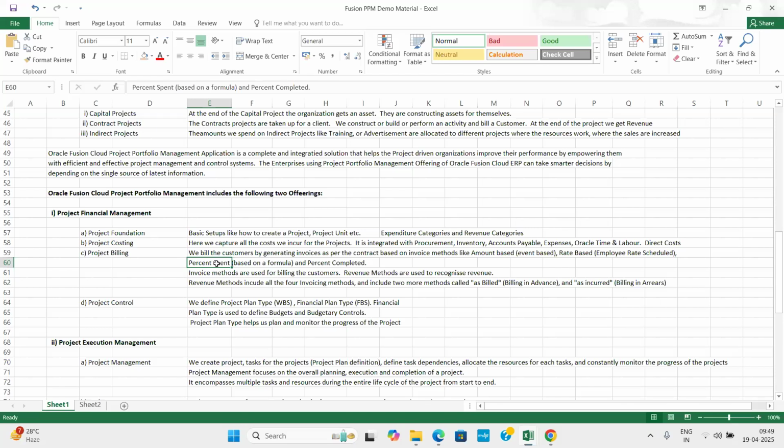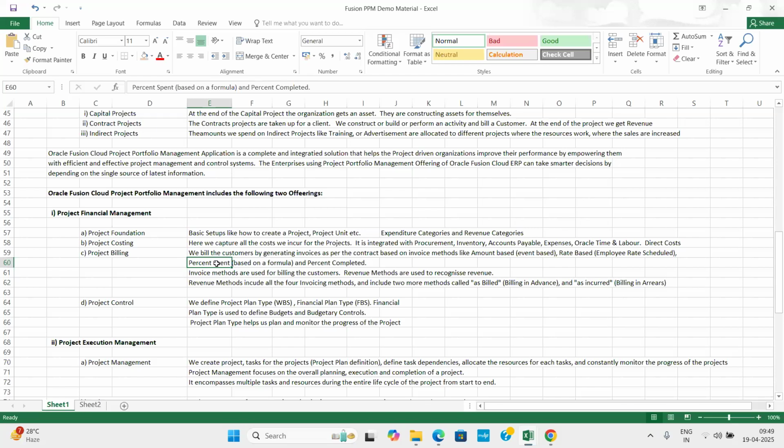They both are two things. Both will have the same names only, but if they have the same names also, you use invoice methods for customer billing. You define both invoice methods and also the revenue methods. You will have to define them. So according to those methods only, you will have to bill the customer.